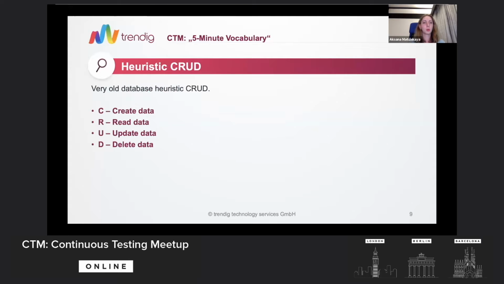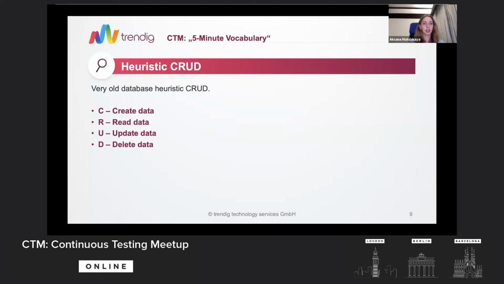We will start with the oldest one, and I think a really popular one: the heuristic CRUD, create, read, update, delete. This heuristic comes from the database world, but you can also use it for exploratory testing of your application. Just try creating, viewing, updating, or deleting each type of entity in your software.